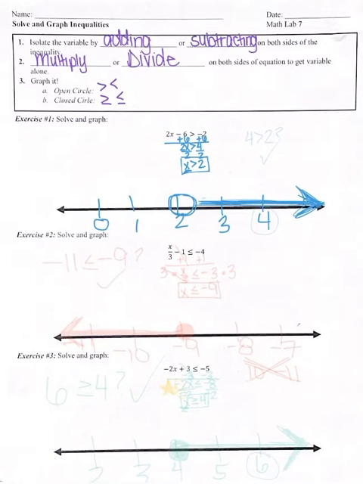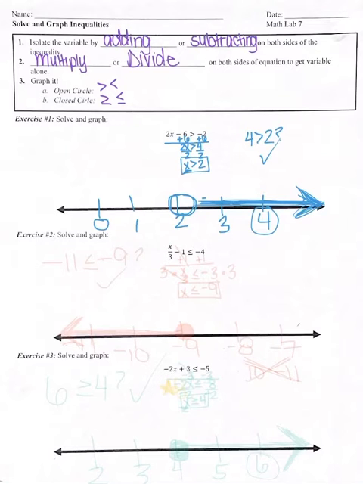Pick any number the arrow goes over. I pick 4. Is it true that 4 is greater than 2? Yeah. Since that's true, we know we pointed our arrow in the right direction and our inequality is correct.